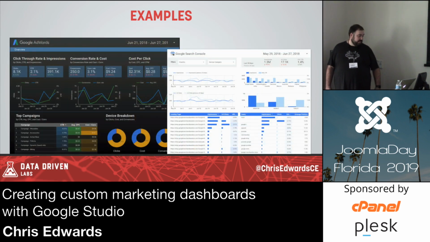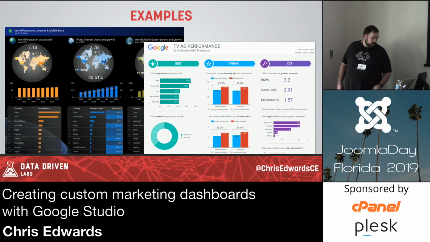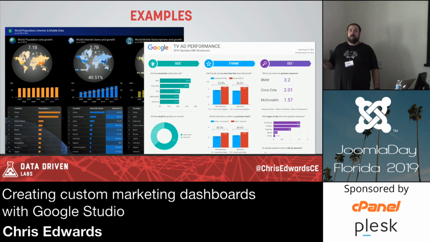You also have, for example, here's a Google AdWords one over to the left. This one's very similar to the one I use for a lot of my clients. And then over to the right, you have Google Search Console being pulled in as well. And then you can go as far as this is using Google Sheets. Here's some of the stuff that's using Google Sheets and some others that were connected through a custom API, building their own connectors to pull some information in for different data. So like this world population, TV ad performance, a whole bunch of that different stuff can all be pulled in.